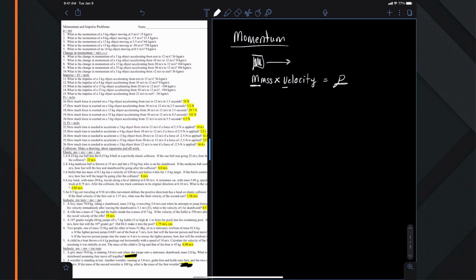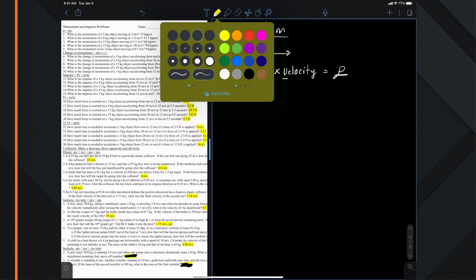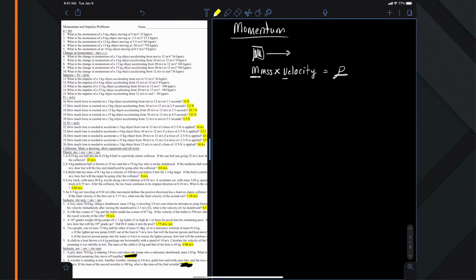All right, the first part here, we need to make sure that you understand I give you all of the answers on the paper. They're all there. So what are you responsible for? You're responsible for showing the work to get that answer. All right. So beginning with question 1 here, it says, what is the momentum of a 3 kilogram object?